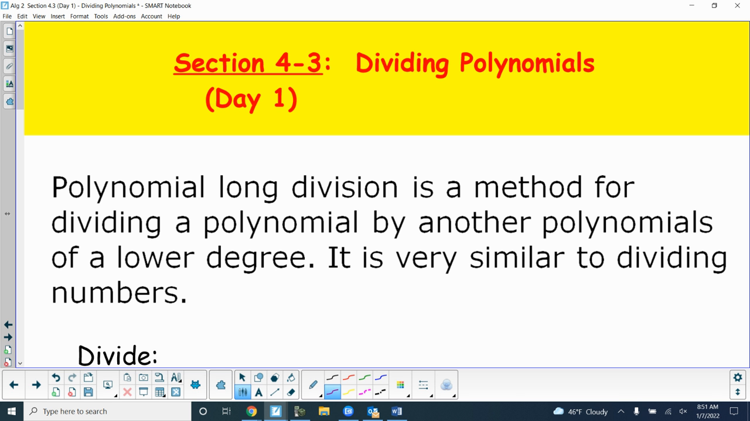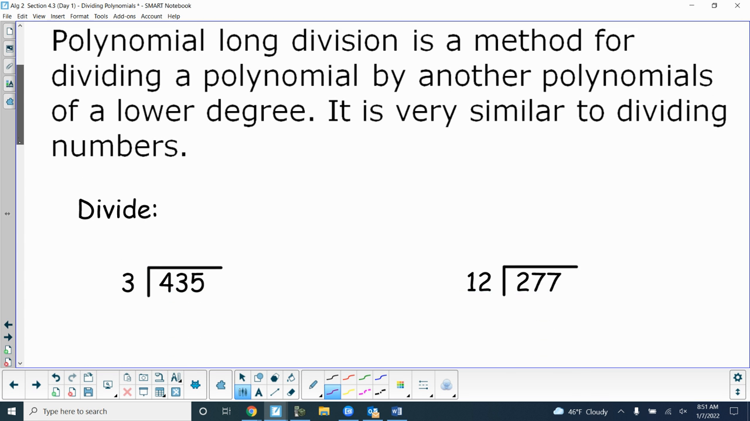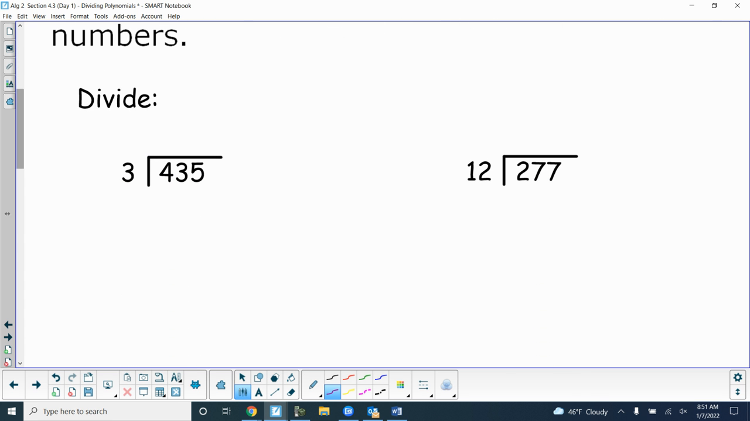Polynomial long division is a method for dividing a polynomial by another polynomial of a lower degree. It's very similar to dividing numbers. Okay? So, when I divide numbers, I ask myself, how many times does 3 go into 4? You guys know it's 1. So I put a 1 up there. Then what do I do? I go 1 times 3, right? And then do what, Cole? Subtract. I get a 1. Then what? Bring the 3 down, right?